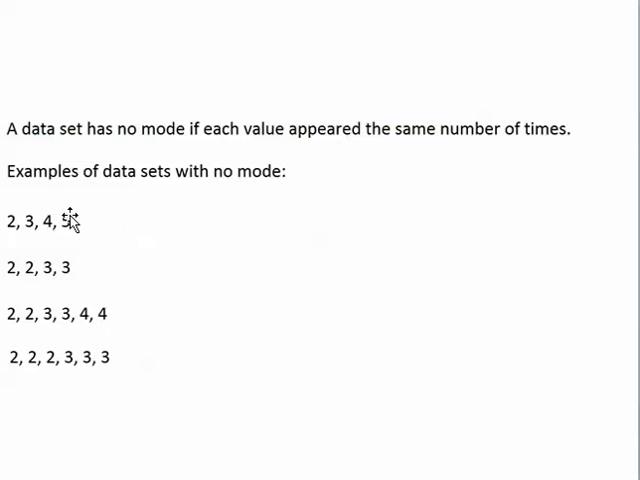These are all examples of data sets with no mode. In this first data set, each value appears once. In the second data set, each value appears twice. In this third data set, each value appears twice. And in this fourth data set, each value appears 3 times.